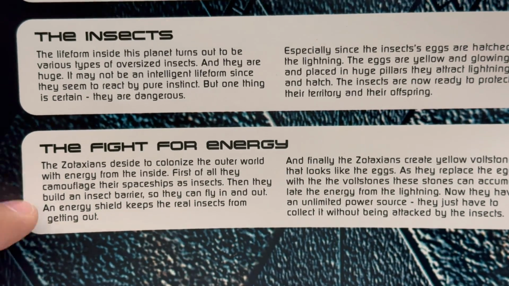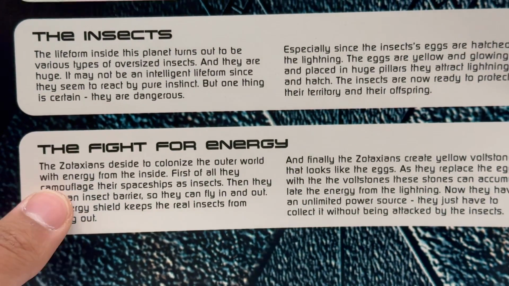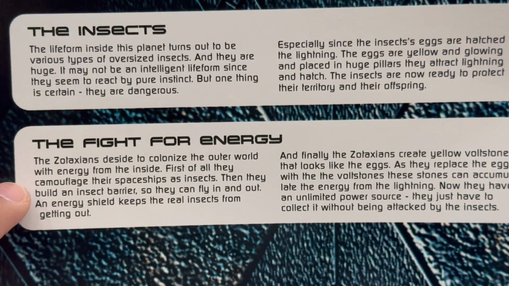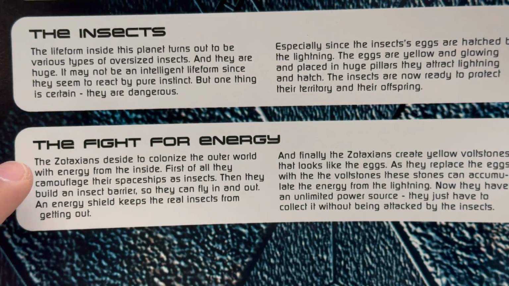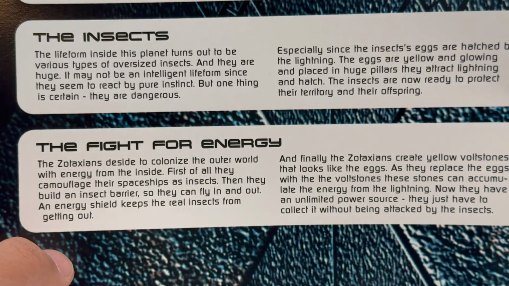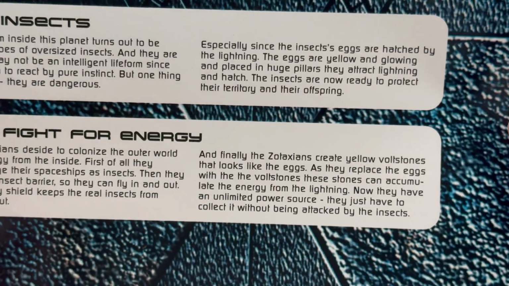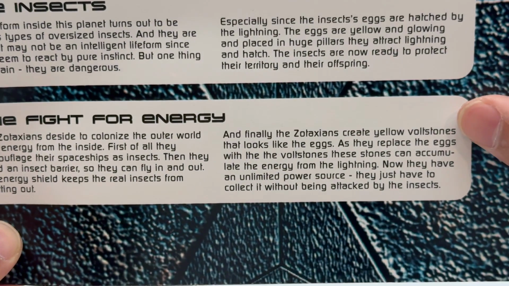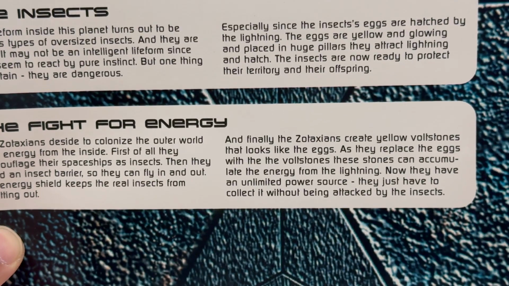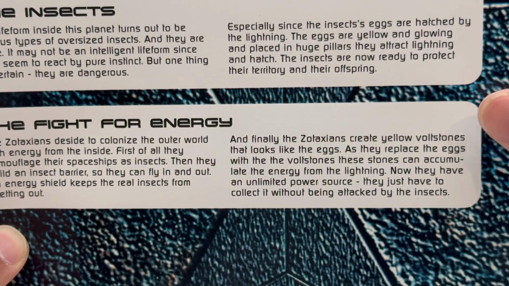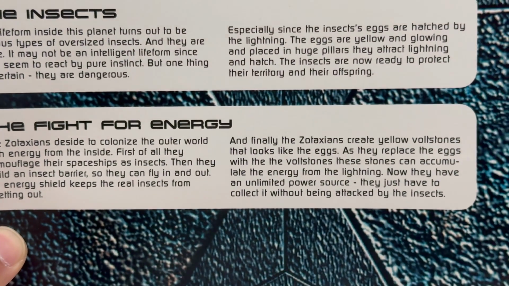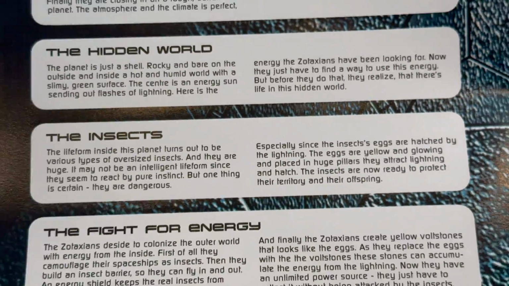So basically, they camouflage themselves as insects, and that's why the Insectoid spaceships have been made. They have an insect barrier to fly in and out, and the energy shield to keep the real insects from getting out. And finally, they make these yellow vault stones that look like the eggs to replace the eggs with the vault stones to gather energy to collect it without being attacked by the insects. So that is super interesting.